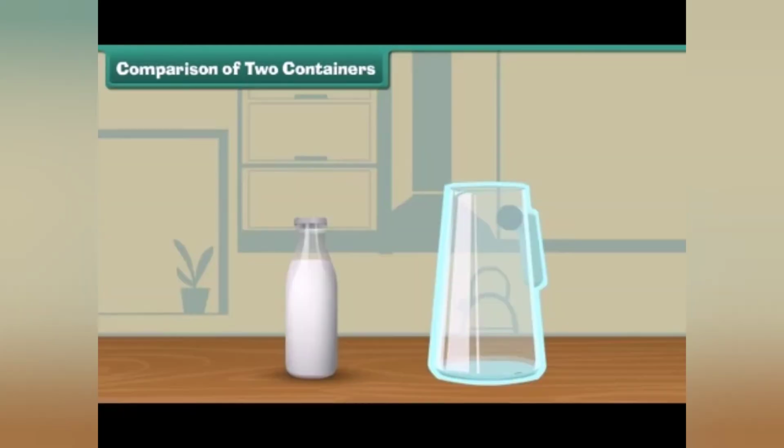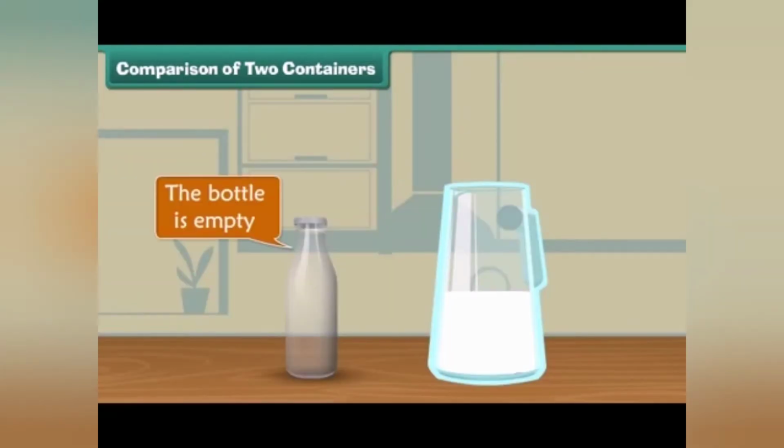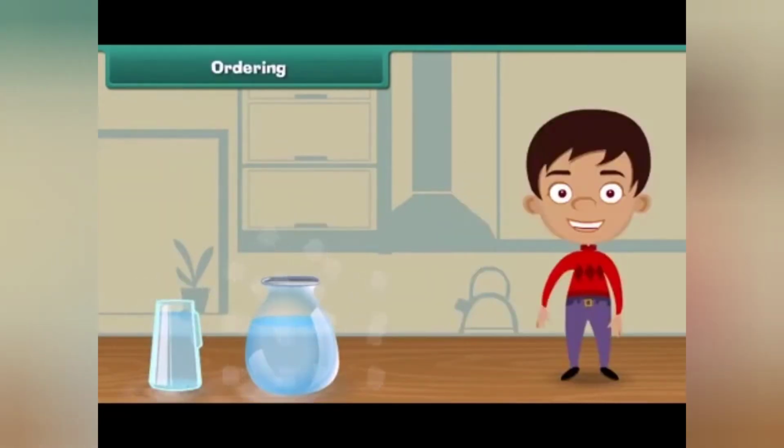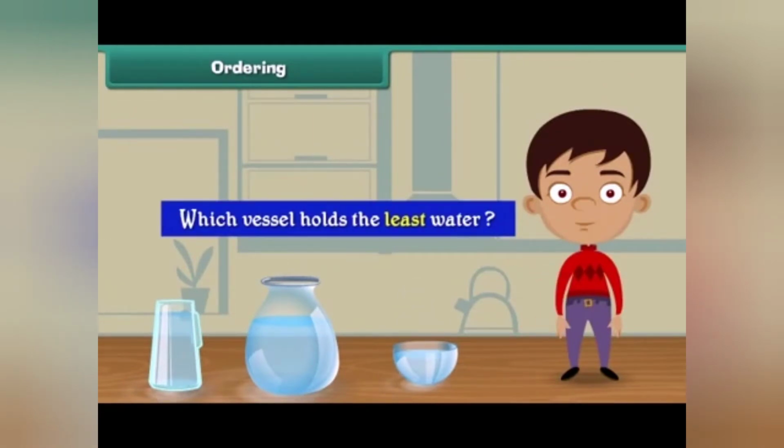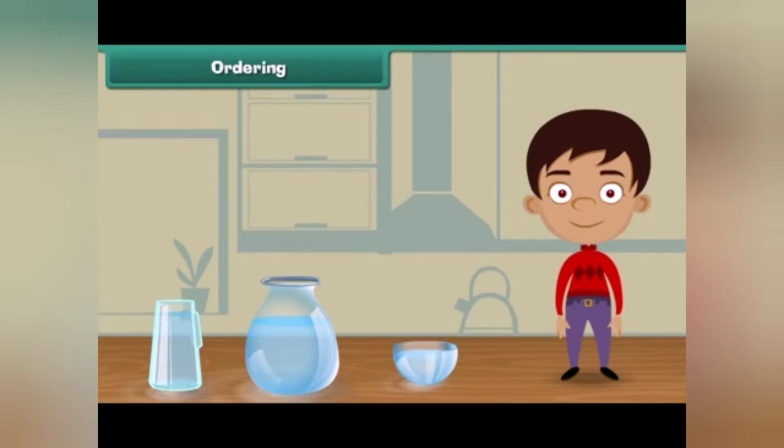Can we empty this bottle in a jug? Let us see. Fill the jug with the milk. The bottle is empty. We can empty this bottle in a jug. Friends, we have 3 different vessels. Which vessel holds the least water? Yes, you are right. The bowl holds the least water. A jar holds more water than the bowl, and the pot holds more water than the bowl and the jar.